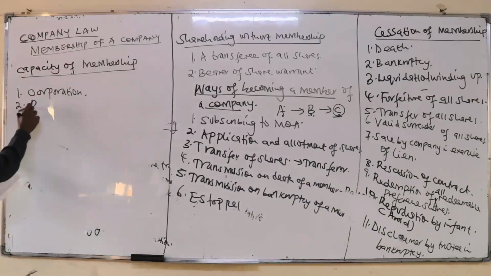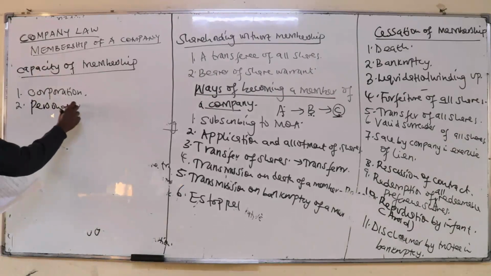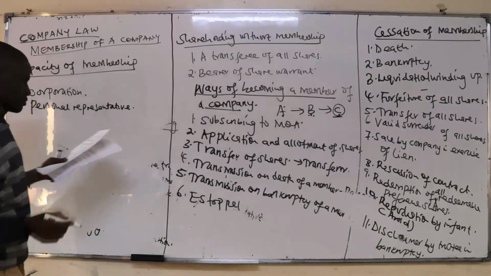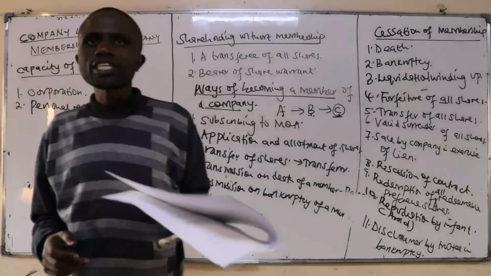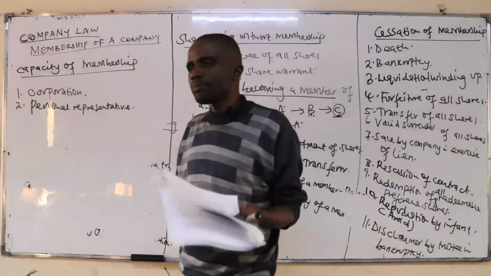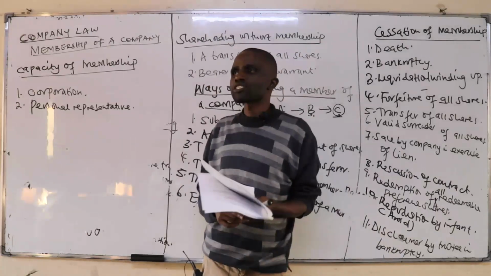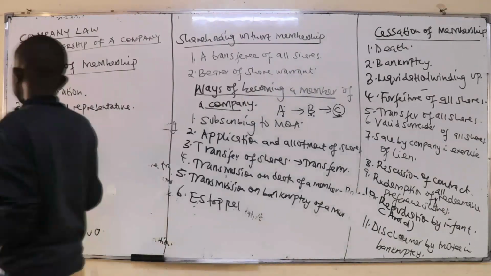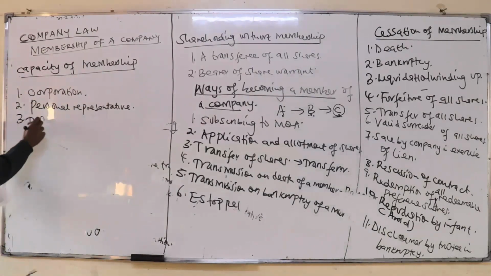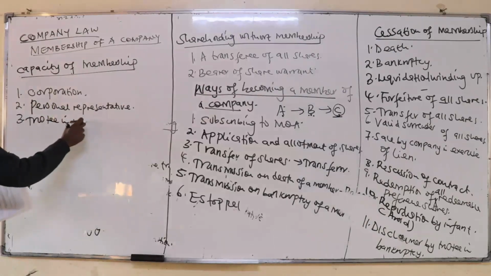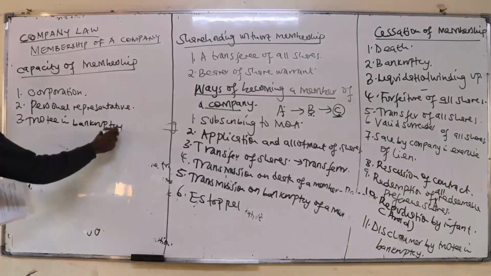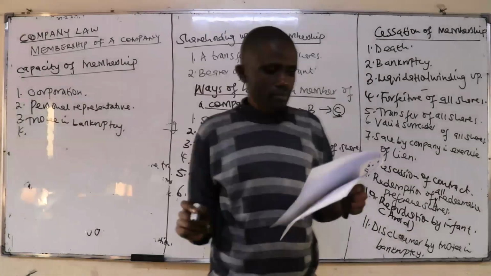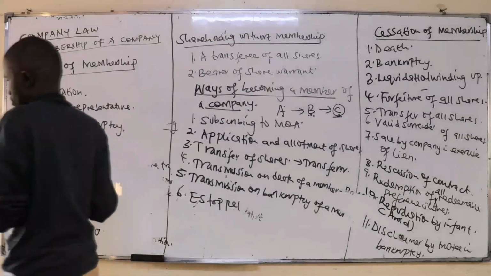Personal representative. Can he become a member of a company? How do you discuss it? On death of a member, the shares of the dead member are transmitted to the personal representative, and he becomes a member. 3, trustee in bankruptcy. He becomes a member because shares of a bankrupt person are transmitted to the trustee in bankruptcy. Is that clear?